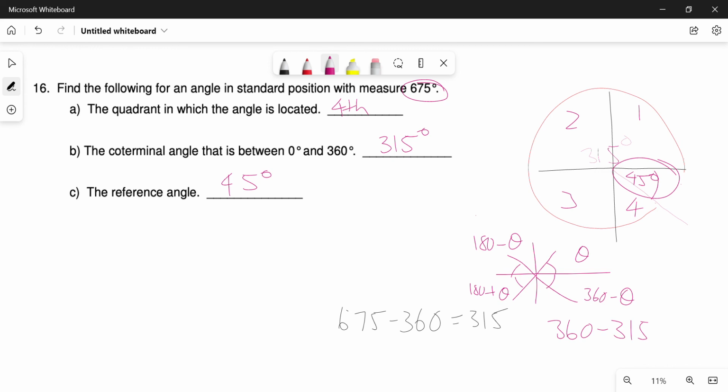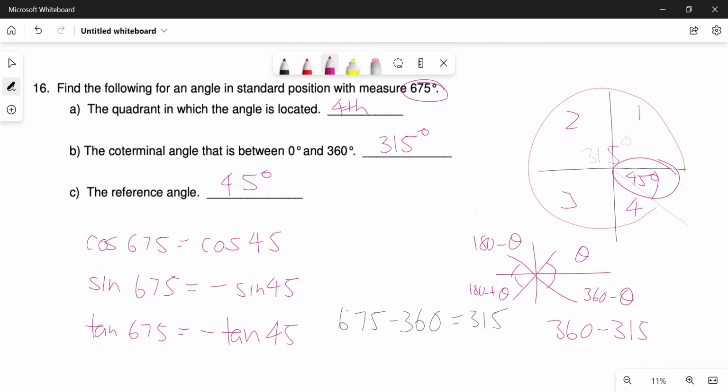So then if we wanted, for example, to find cos of 675, all stations to central, in the fourth quadrant, cos is positive, so it's going to be the same as cos 45. Whereas if we were finding sine of 675, we know it's negative in that quadrant, so it's the negative of sine 45. And if we were finding tan in that quadrant, it's also negative, but it's the same as tan 45, the magnitude. So the quadrant helps us with the direction.